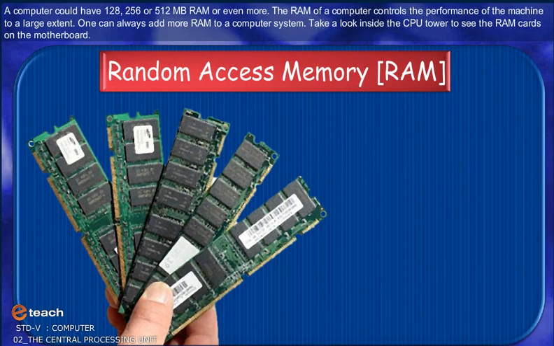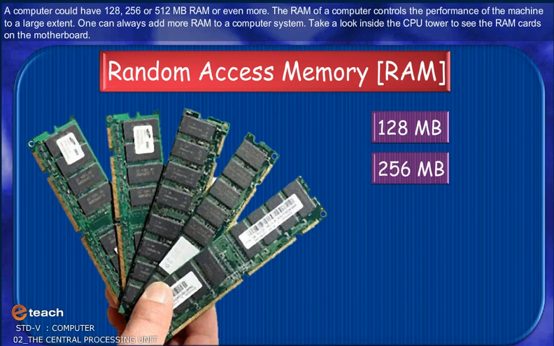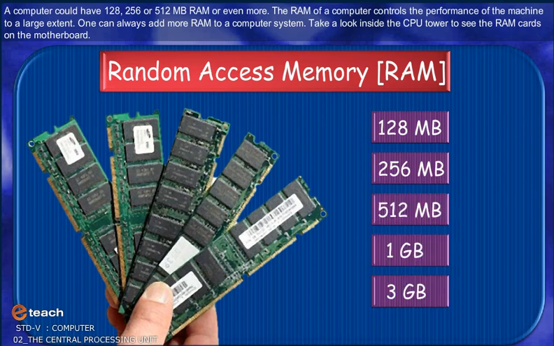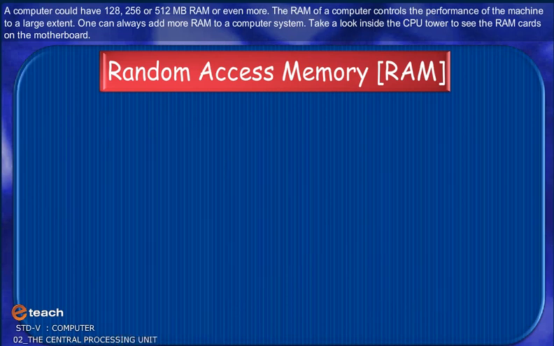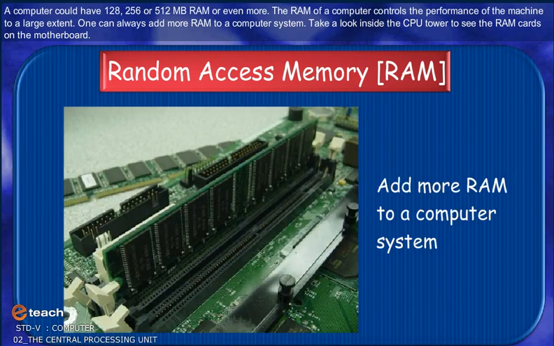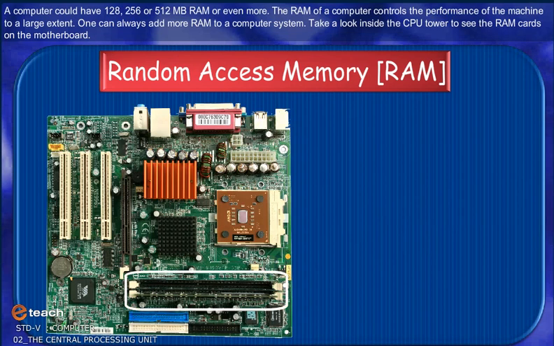A computer could have 128, 256 or 512 MB RAM or even more. The RAM of a computer controls the performance of the machine to a large extent. One can always add more RAM to a computer system. Now take a look inside the CPU tower to see the RAM cards on the motherboard.